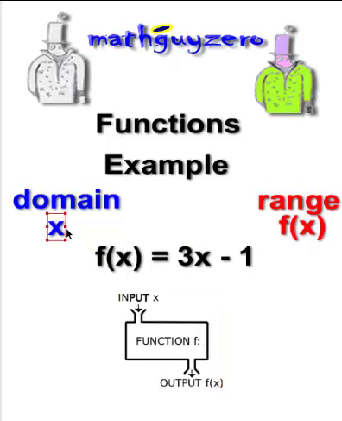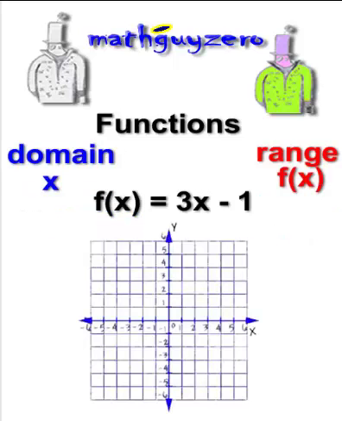What that means is that any x that we stick in there, what are we going to do to it? We're going to do what the function tells us to do. We're going to multiply by 3, subtract 1 from that, and that output is going to be our f of x. So let's go ahead and graph this real quick.